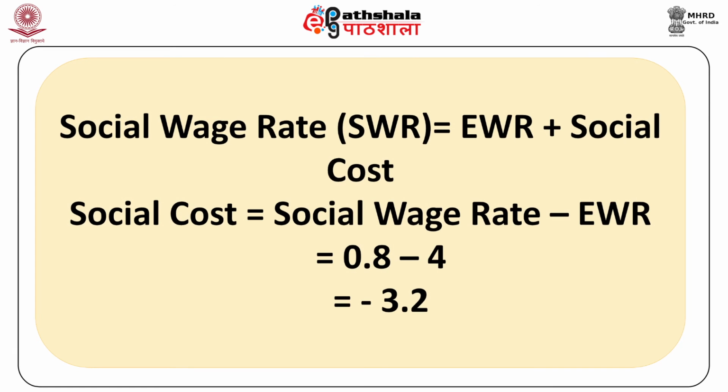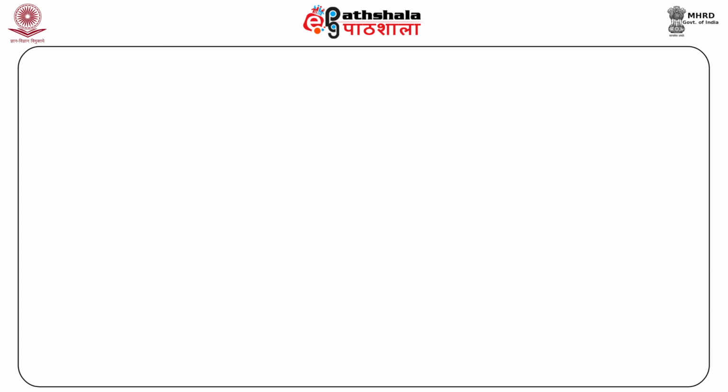Solution for the same: social wage rate is equal to EWR plus social cost. By adjusting this formula, we can also write social cost is equal to social wage rate minus EWR, which is given as 0.8 minus 4, which is equal to minus 3.2.